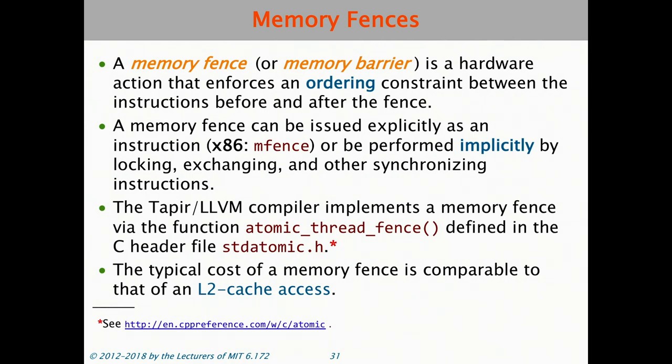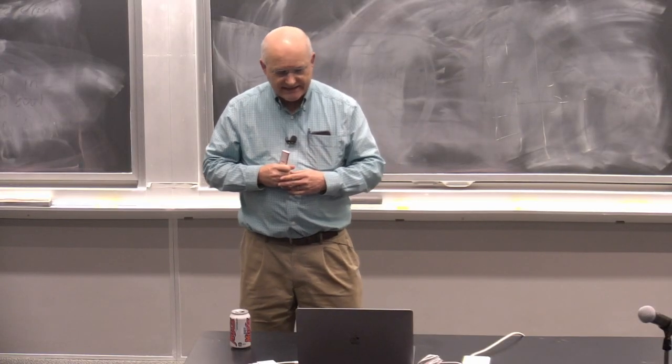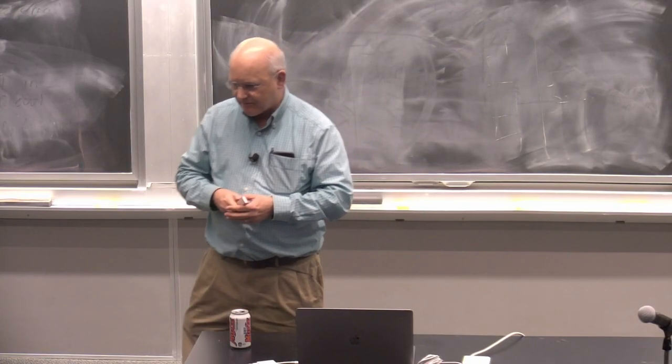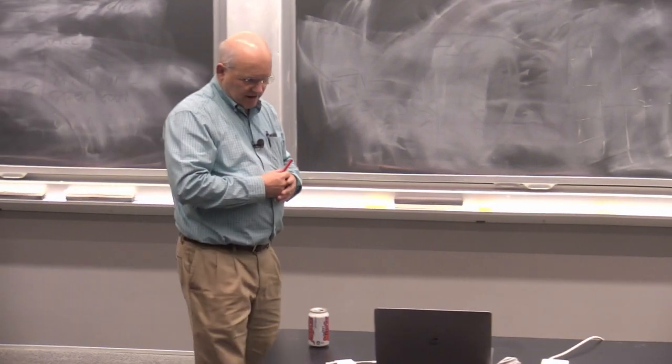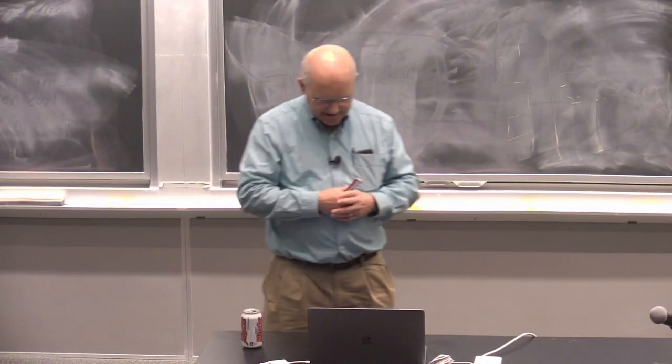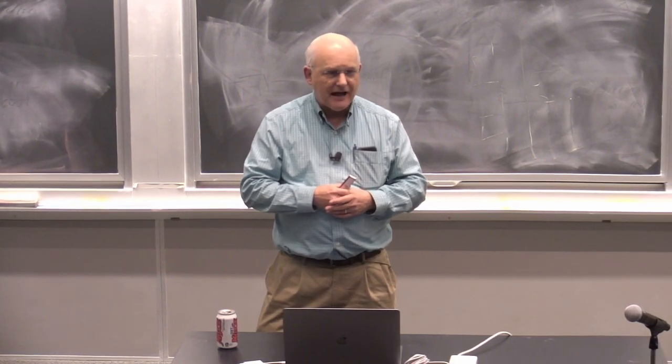The typical cost on most machines is comparable to that of an L2 cache access. Now, one of the things that I think is nice to see happening is they are bringing that down. They're making that cheaper. But it's interesting that Intel had one processor where the memory fence was actually slower than the lock instruction.